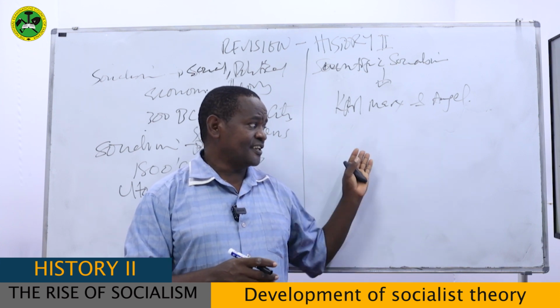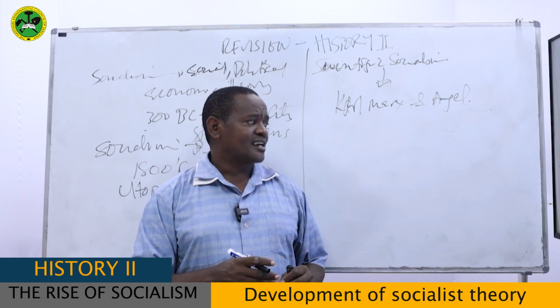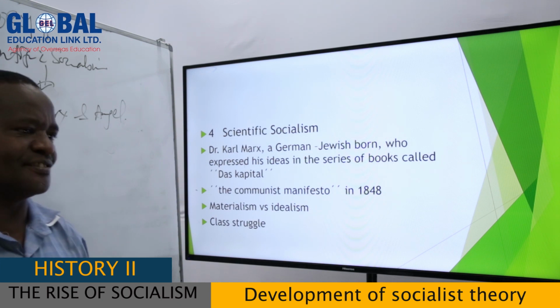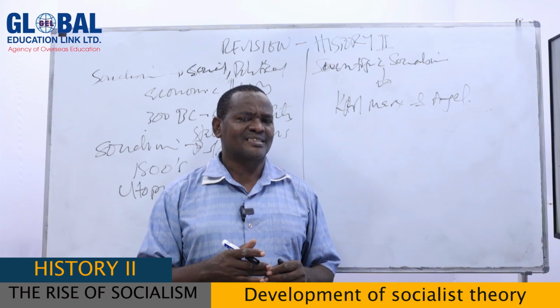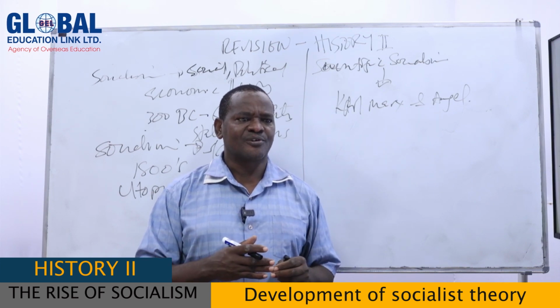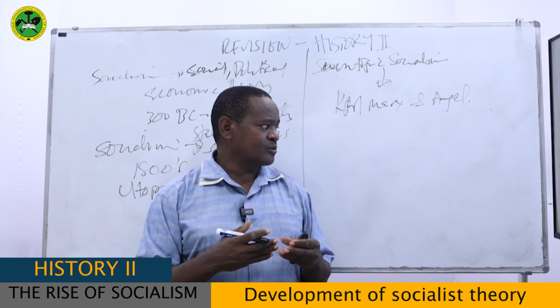And of course, as I said, they speak about materialism versus idealism. That means these people who believed in scientific socialism called themselves materialists. They believed in material things. But the others, like the Utopians, used to believe in ideas. So this is the way they could distinguish each other.